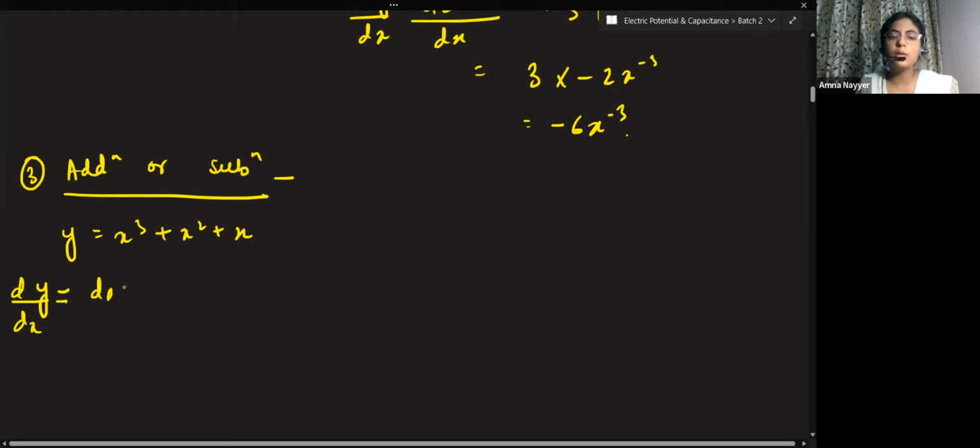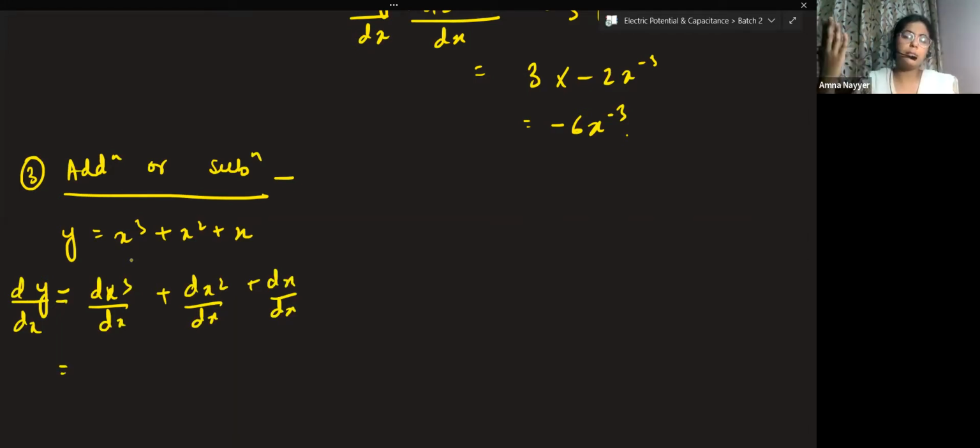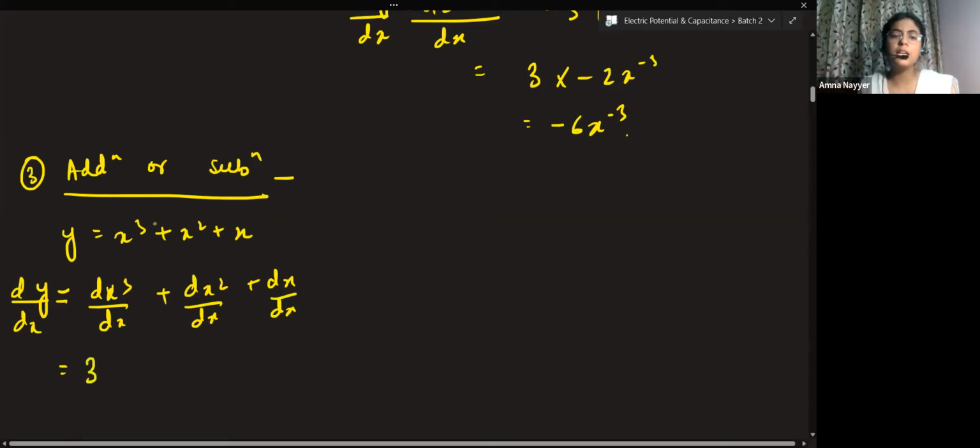So this will be equal to the differentiation of x cube plus the differentiation of x square plus the differentiation of x. Now see, the differentiation of x cube is what? Try to do it orally only. 3 comes out, x to the power 3 minus 1 makes it x to the power 2. So this is 3x squared. Plus, the constant 2 will come out, x to the power 2 minus 1 means x only. And dx over dx makes it 1. So your dy over dx will be in this manner.